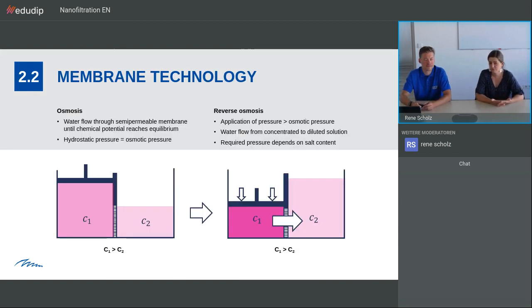Here you see what happens in osmosis, what we have talked about just now. On the left-hand side, there are two compartments initially with the same water level. We have a higher concentration in compartment 1, which you can see already with the color.